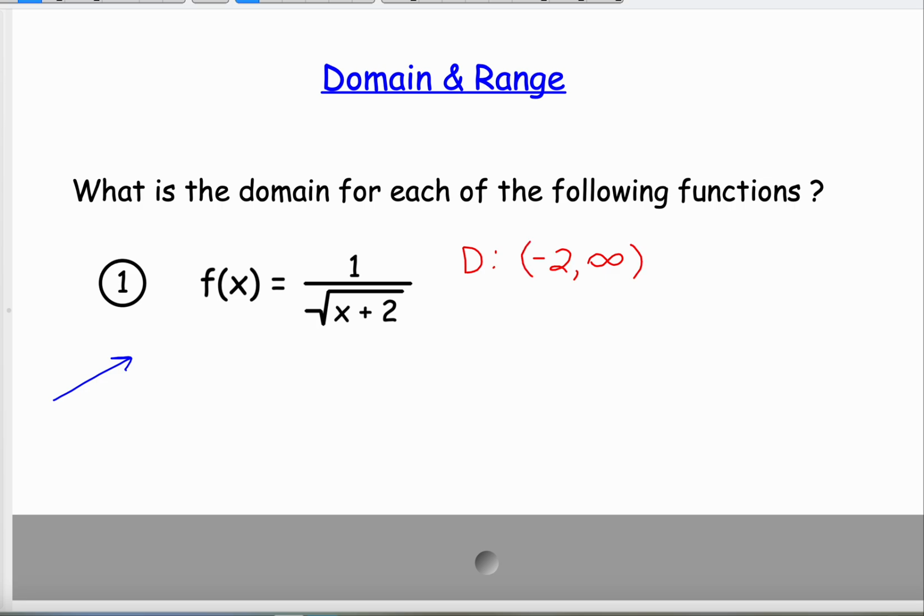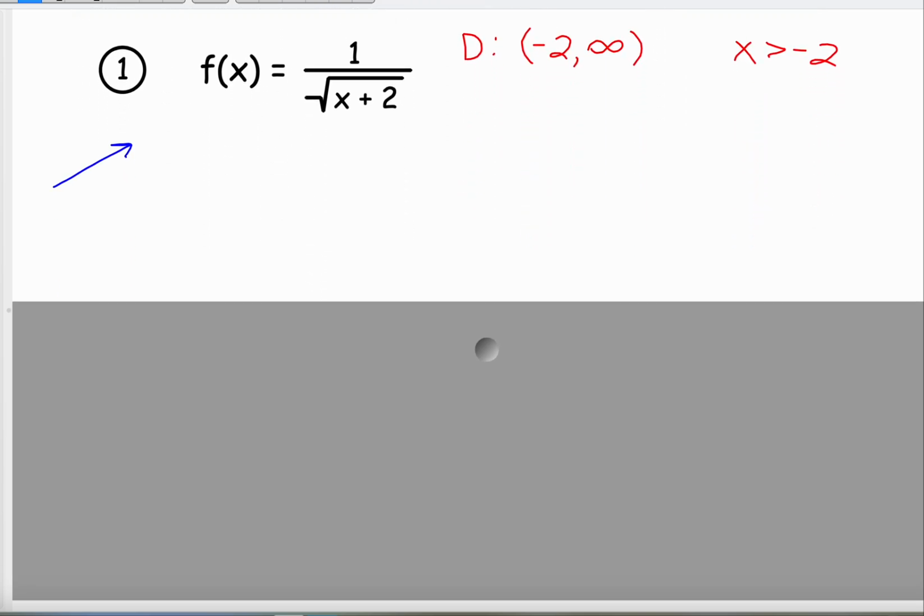And if I wanted to include the negative 2, I'd use a bracket. But if I'm not including it, I'm going to use a parenthesis. And infinity isn't a number, so we always use parentheses for infinity. If I wanted to write this with inequalities, I could just say x greater than negative 2. But I want to start getting used to writing interval notation instead of using inequalities, although either one is fine. Okay, let's look at the next example.